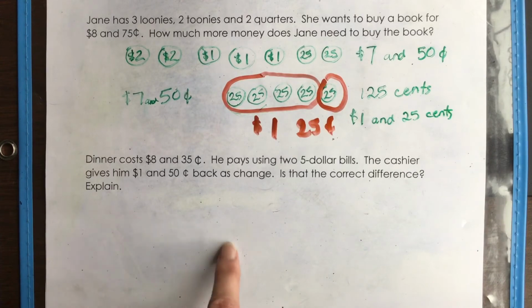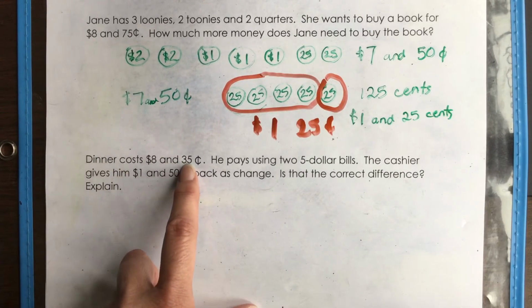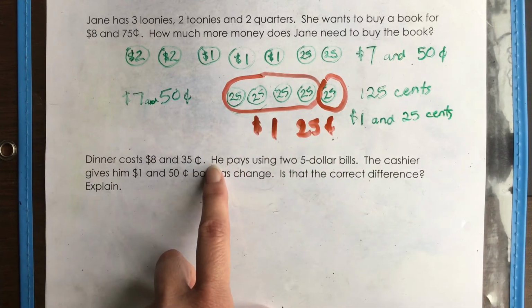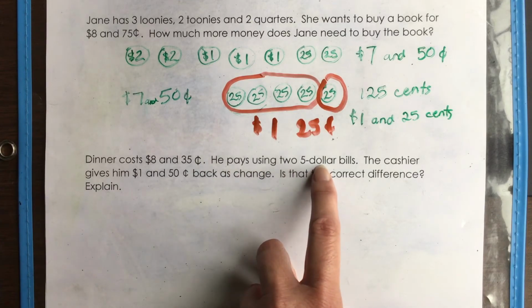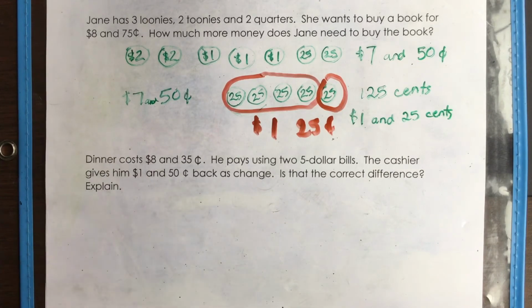Now let's take a look at the second question. Read along with me. Dinner costs $8.35. He pays using 2 $5 bills. I didn't give him a name, did I? Let's call him Sean. Sean pays using 2 $5 bills. The cashier gives him $1.50 back as change. Is that the correct difference? Explain. Now this might be something you come across as you get older, where you pay for something, someone gives you change, and you want to make sure it's the correct change.